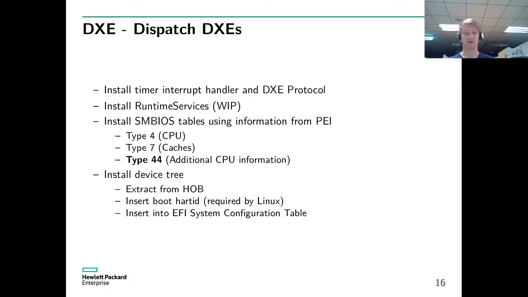The last DXE that we added is the one to install the device tree. It's also extracted from a HOB given by PEI. And one thing we need to do is to insert the hart ID of the current booting hart, because it's required by the Linux booting protocol on RISC-V. Once that's done, we insert it into the EFI system configuration table with a specific GUID, which Linux knows about and can fetch.